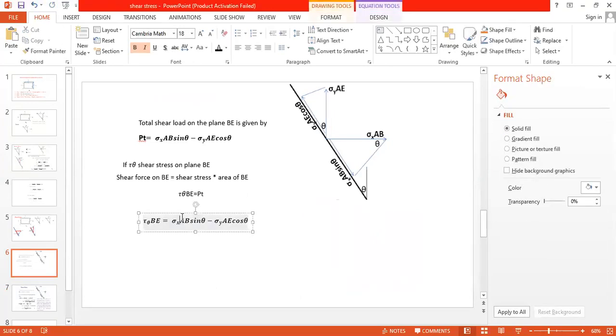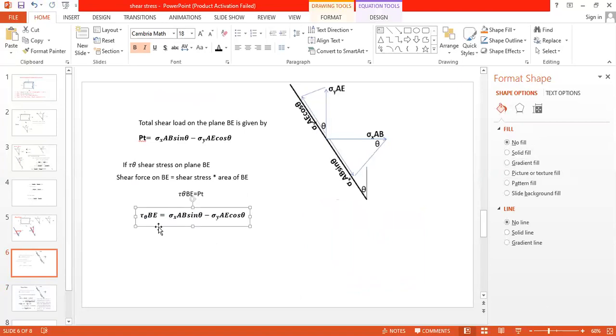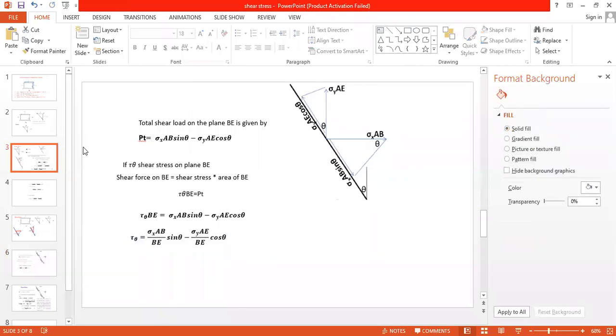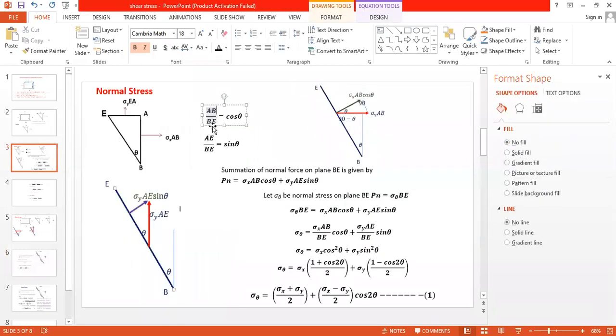Yes, sir. Now what I will do, same thing I will repeat. I will divide by BE to this equation. Now I will copy here and I will divide by BE to this equation. Now this will be AB by B, and this will be AE by B. Okay, over. Now again go back to this one, these two equations.